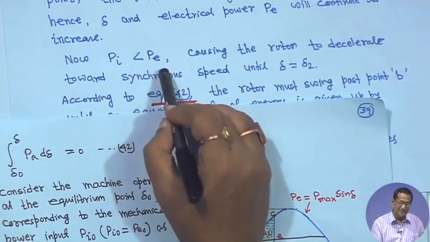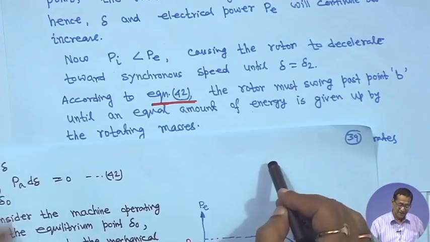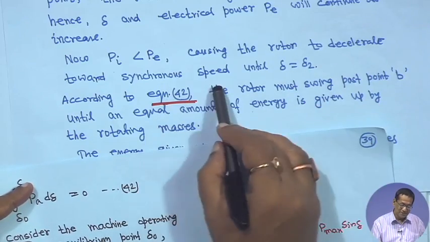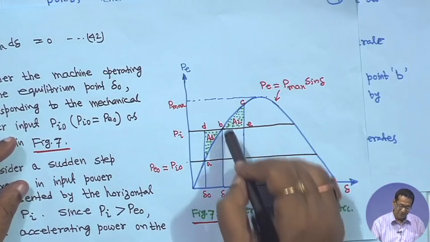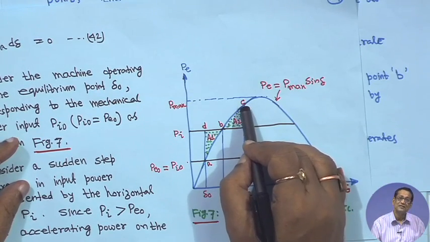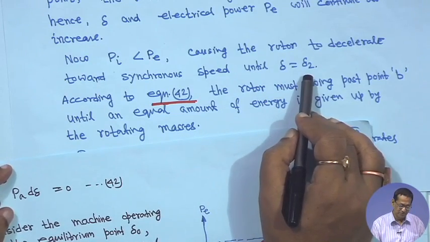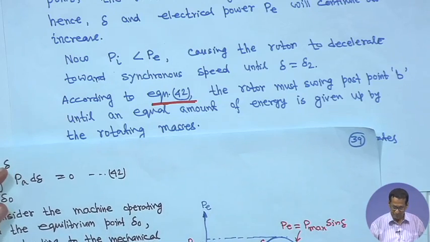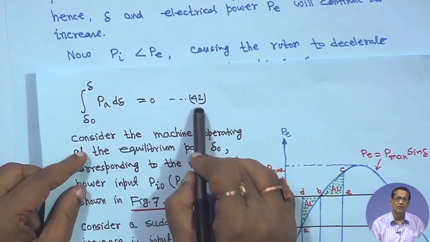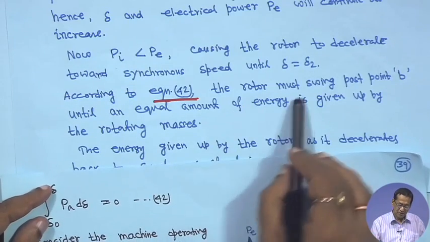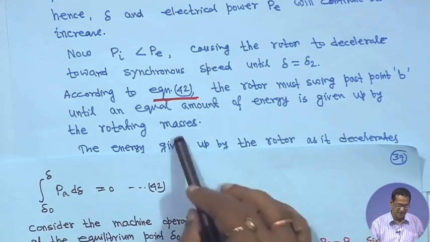Now, when P I is less than P, the rotor will decelerate. Consider the rotor to decelerate towards synchronous speed until delta is equal to delta 2. When it reaches delta equal to delta 2, it reaches synchronous speed, say at point C. So, according to equation 42, the rotor must swing past point B until an equal amount of energy is given up by the rotating mass.